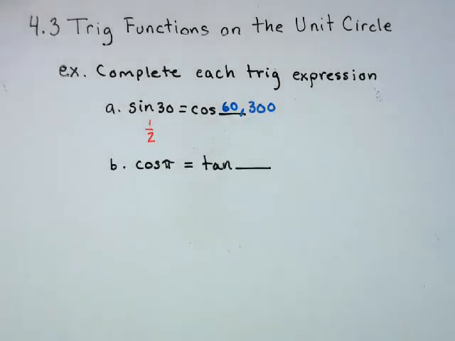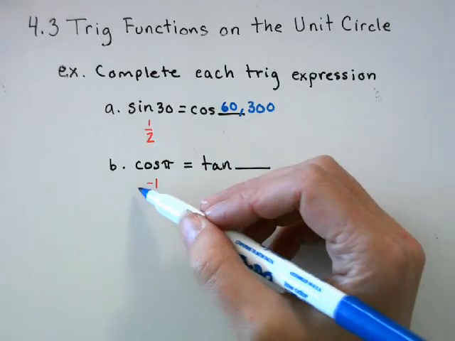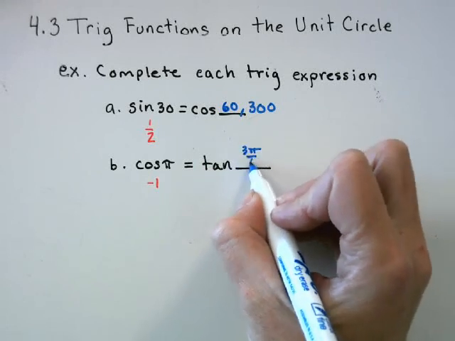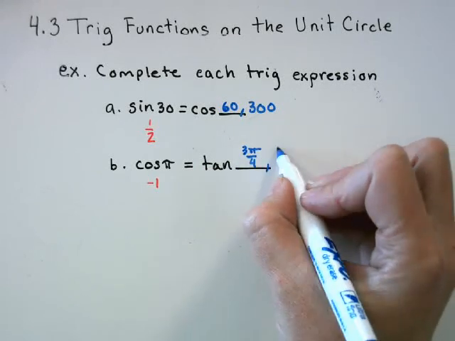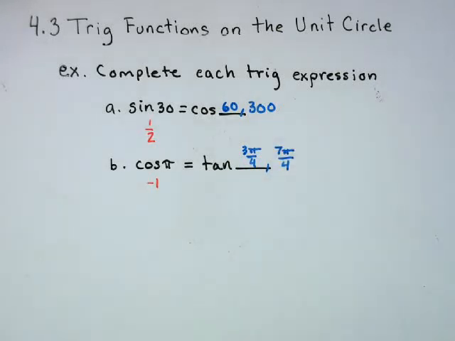Cosine of pi is equal to tangent of what angle? Well, cosine of pi is equal to -1. So we want to find the locations where tangent is also -1. That's going to occur at the 45s where the coordinates are the same, but opposite signs. So that's going to be at 3 pi over 4 and at 7 pi over 4. So that is trig functions on the unit circle.